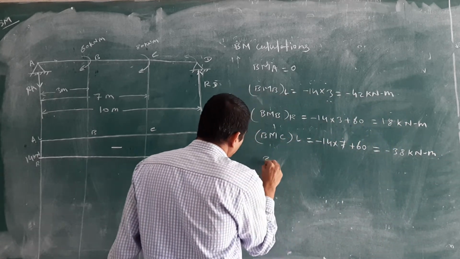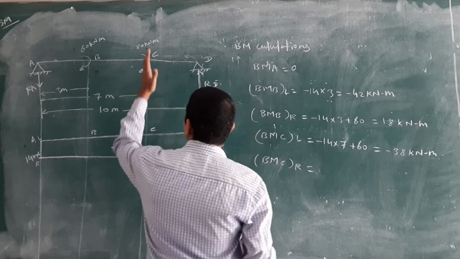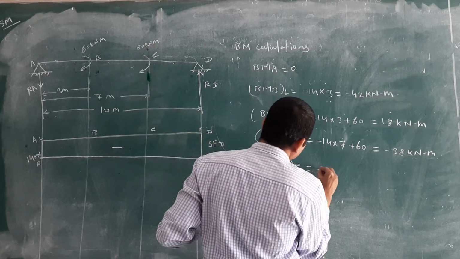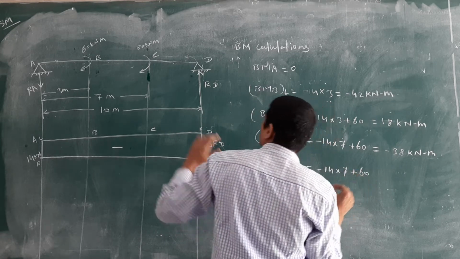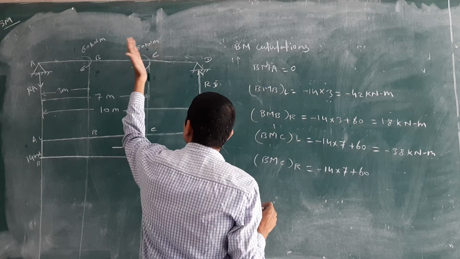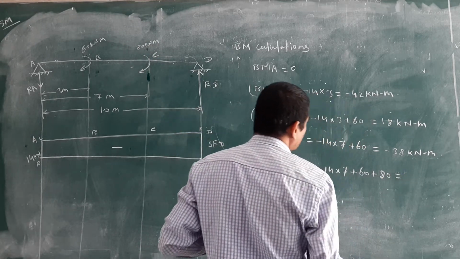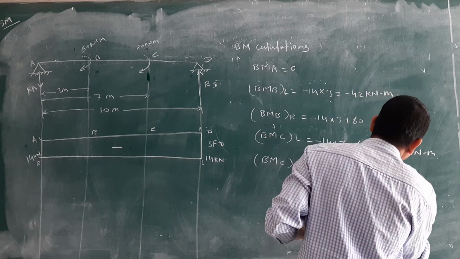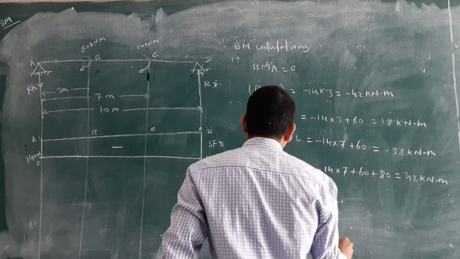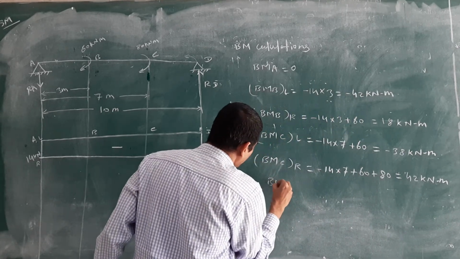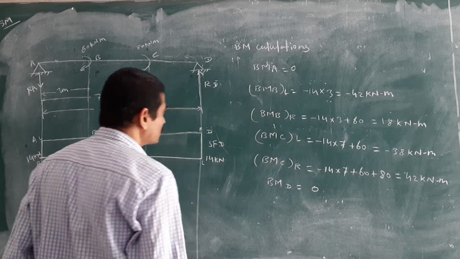Then bending moment at C, just right side. Then again the same up to this point, minus 14 into the same distance 7 plus 60. Again we are coming just right side of the C. That's why we will consider the plus 80. You will get positive 42 kilonewton meter. Okay. And last point, bending moment at D point, you will get 0.